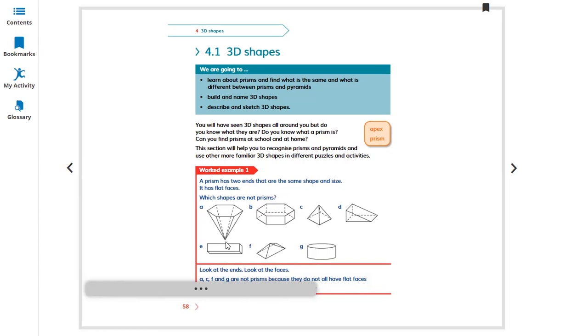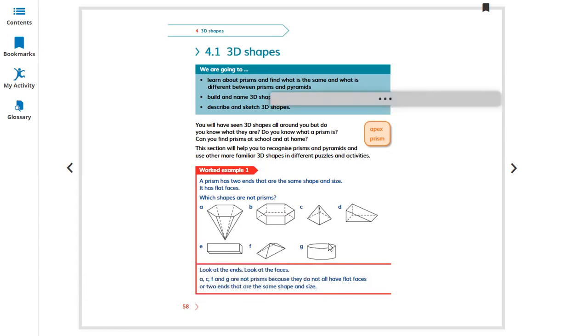Here we can find this one, not a prism. A, this one has flat surface. No, not this. This one C, not prism. A, C, D is a prism. E is a prism. F, not prism, and G, because it's like a cylinder. No, it's not a prism. So A, C, F, and G are not prisms. Why? Because they do not all have flat surfaces or faces. And the remaining two, which one? B and D and E. The remaining have two ends that are the same shape and size.